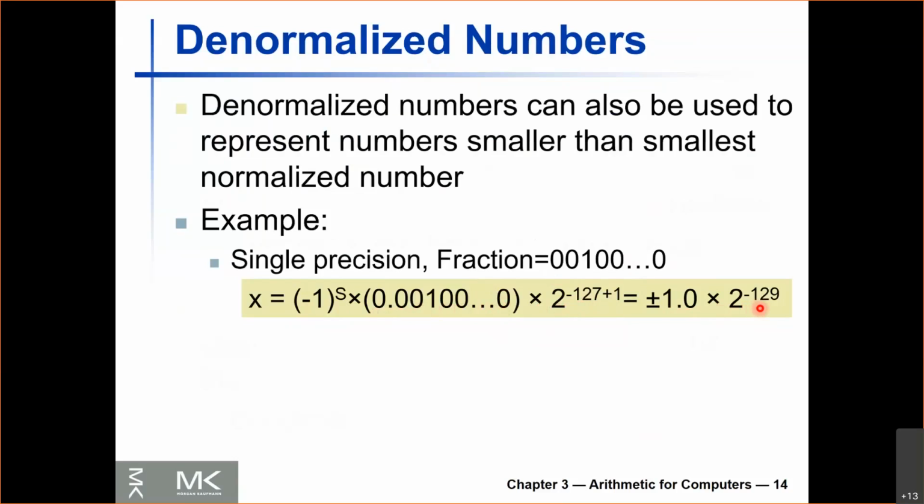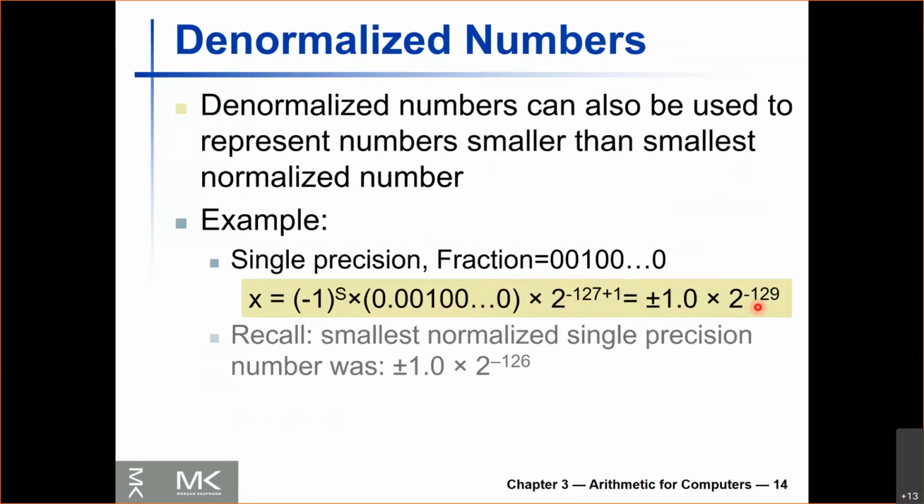Now, if you remember, the smallest normalized number that we were able to represent in single precision was 2 to the power negative 126. But now with denormalized numbers, we can actually represent numbers that are even smaller. And the reason we can do that is because now the bit to the left here is 0, not 1. So by simply having smaller and smaller fractions, we can have smaller and smaller denormalized numbers.